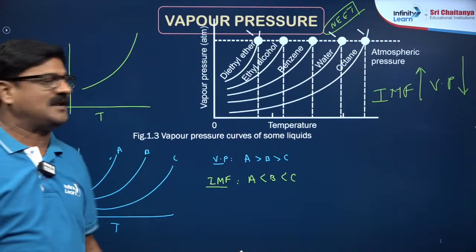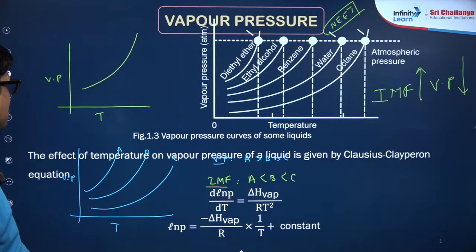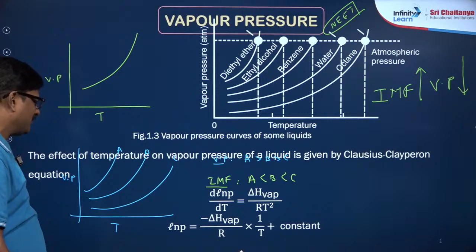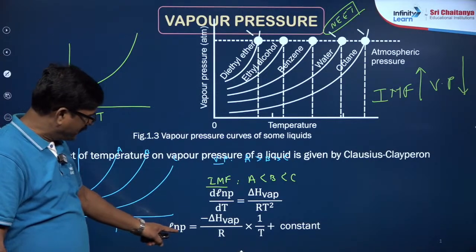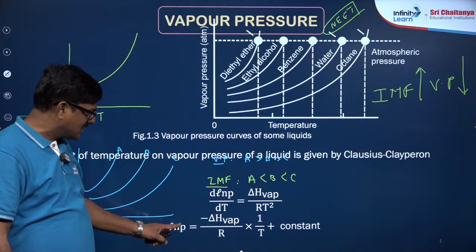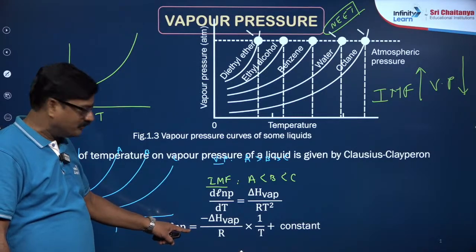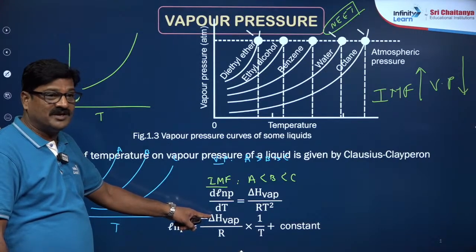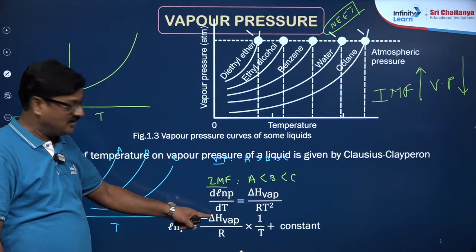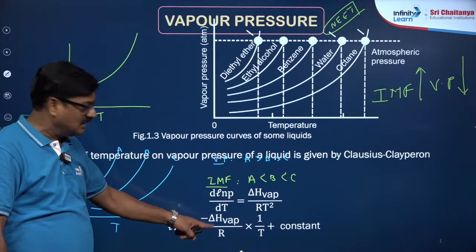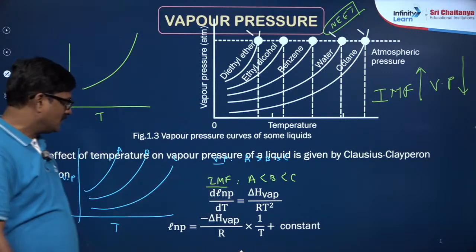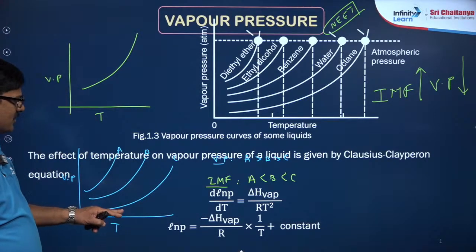Clausius-Clapeyron equation. The effect of temperature on the vapor pressure of a liquid is given by the Clausius-Clapeyron equation. ln P, where P stands for vapor pressure, is equal to minus delta H vap, that is, the enthalpy of evaporation, upon R, the gas constant, into 1 by T plus a constant. This is called the Clausius-Clapeyron equation.